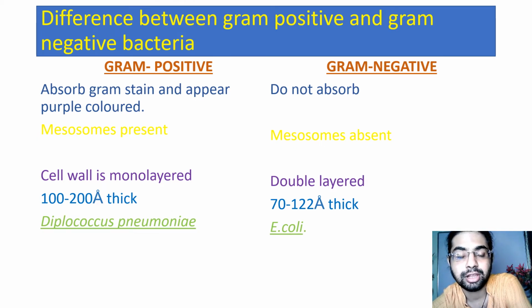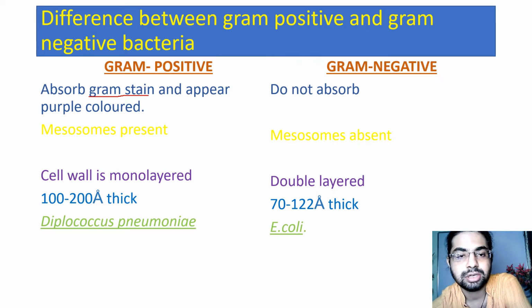The most common example of gram positive bacteria is Diplococcus pneumoniae and gram negative is E. coli, Escherichia coli. So what is gram stain? Actually, gram stain, gram positive, gram negative, I will discuss elaborately in another playlist known as microbiology. But with this presentation, just remember the difference.